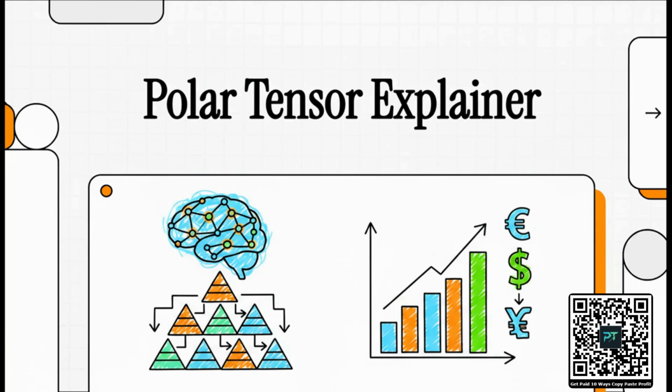Welcome to This Explainer. Today, we are diving straight into the technical blueprint and the compensation plan of Polar Tensor. By looking directly at their own source material, we're going to map out exactly how they structure this platform. It's a really interesting setup because it combines AI algorithmic trading with a multi-tiered affiliate network, and we're going to break down exactly how those two pieces fit together.